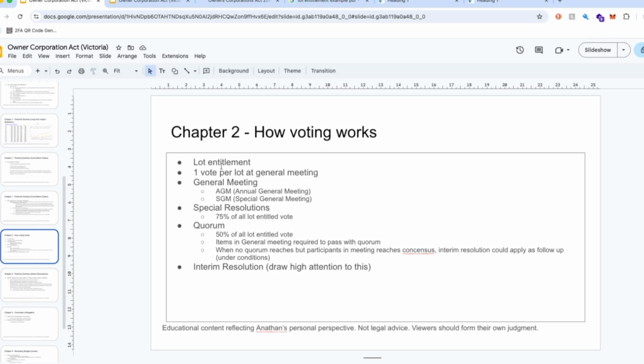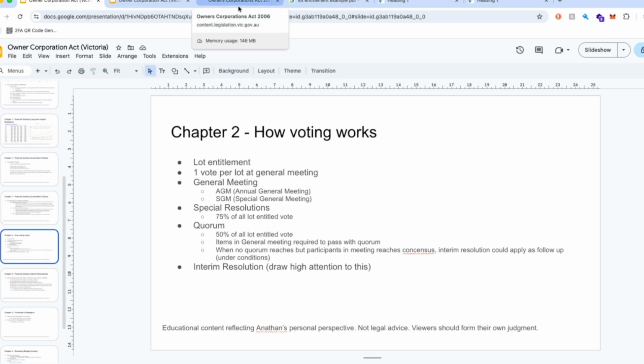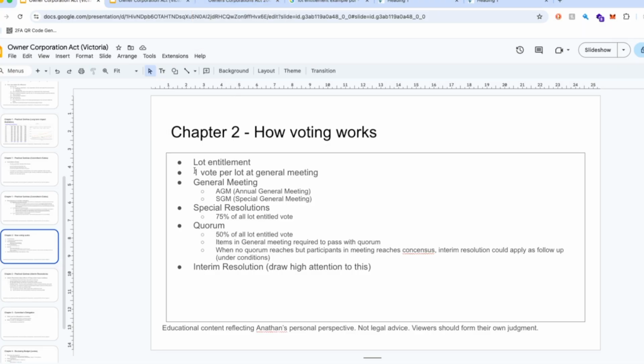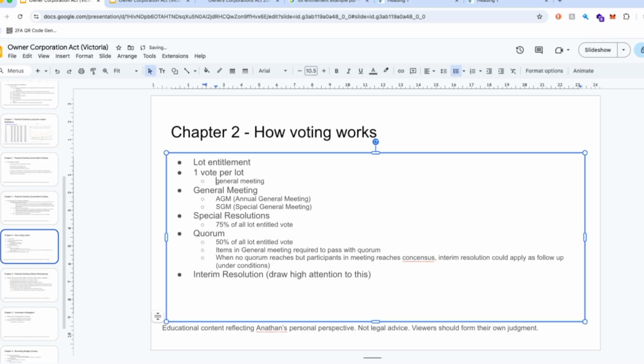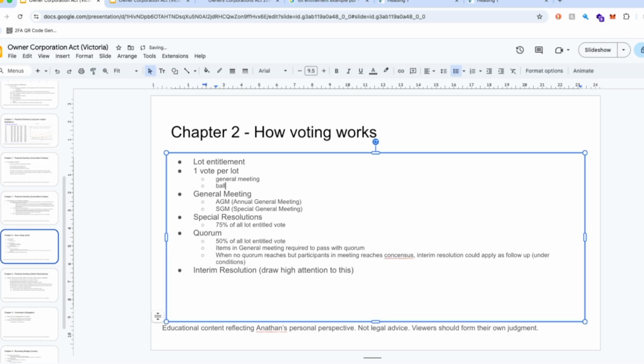Now when it comes to voting, there's a special rule in the current Owners Corporation Act, which is particularly designed for fairness. That rule is that there would be only one vote per lot. Actually, this should be updated. It's not just a general meeting, but there's also another concept called ballot. We won't talk about ballot yet, but basically ballot is another form of voting.